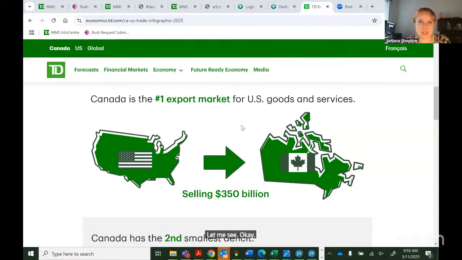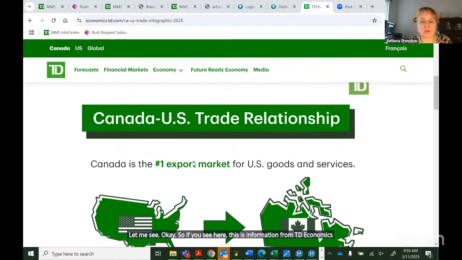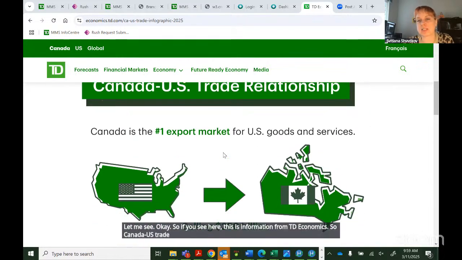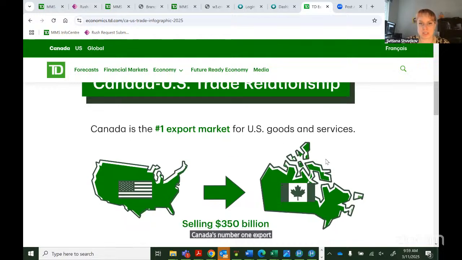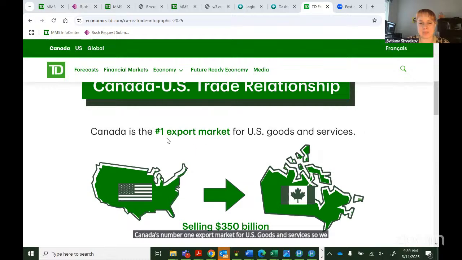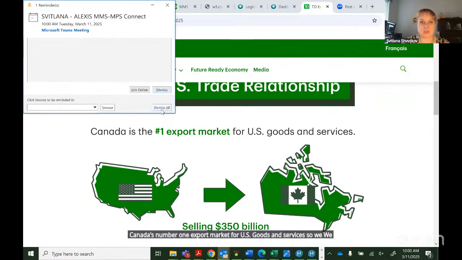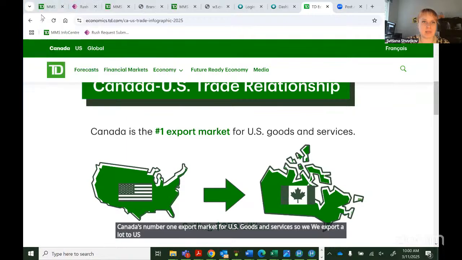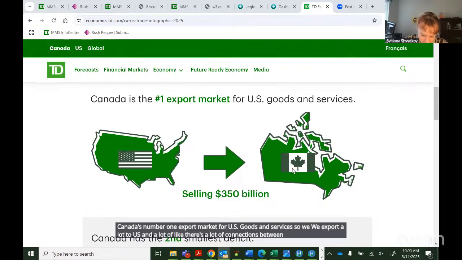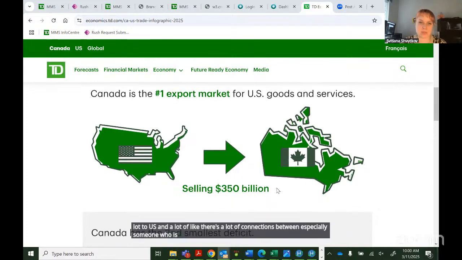Okay. So if you see here, this is information from TD Economics. On Canada-US trade relationships, whatever they say, I guess Trump pays more attention to himself than to the relationships and the economy and how this affects other people. Canada is the number one export market for US goods and services. So we export a lot to the US, and there are a lot of connections, especially for companies that are close to the border.